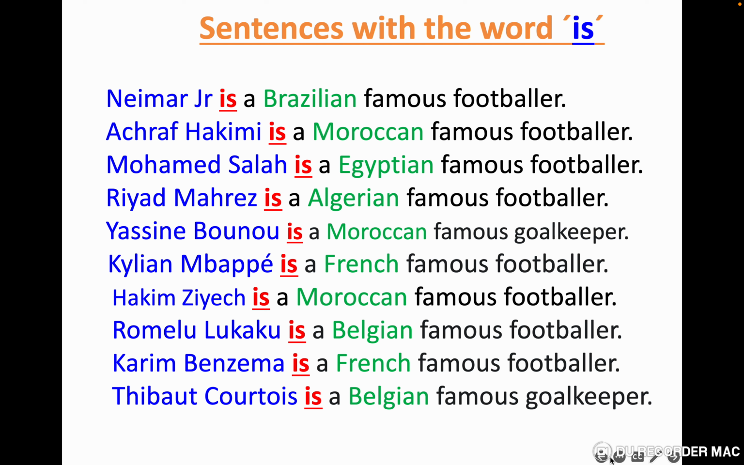Hakim Ziyech is a Moroccan famous footballer. Romelu Lukaku is a Belgian famous footballer. Karim Benzema is a French famous footballer. Thibaut Courtois is a Belgian famous footballer. So here we need to write the nationality of these players and footballers and goalkeepers, and we need to write the job is footballer or goalkeeper.